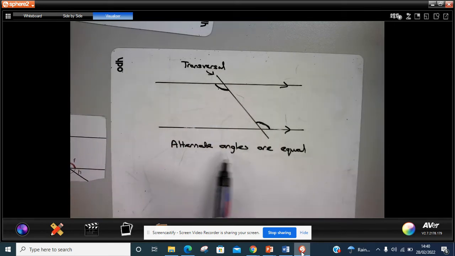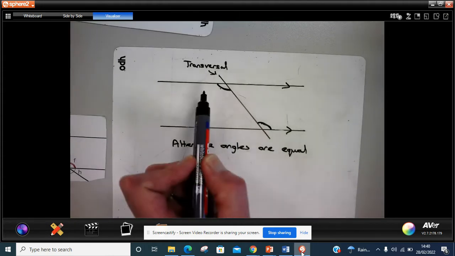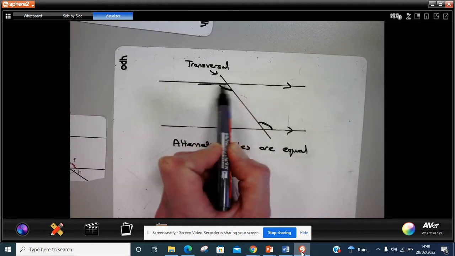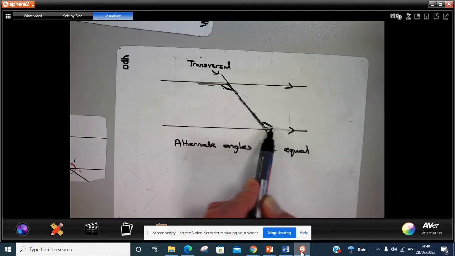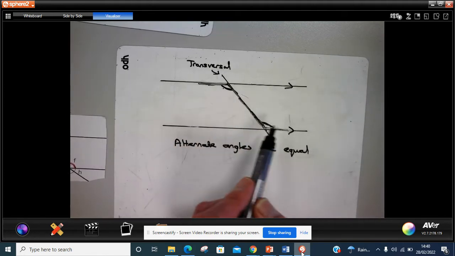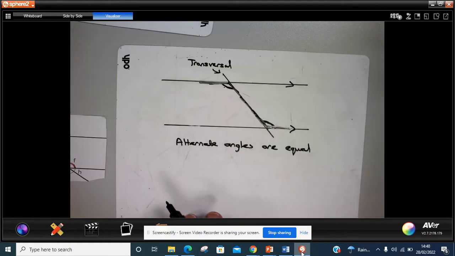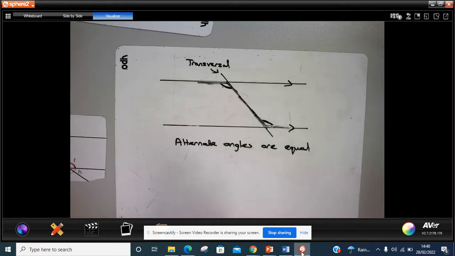Okay, and what we need to know about alternate angles is they are equal, and often people will talk about a Z shape. So you can imagine a sort of Z shape here. And you can find them in that Z shape, but you cannot use that terminology in an exam. You must call them alternate angles or you won't get the mark.